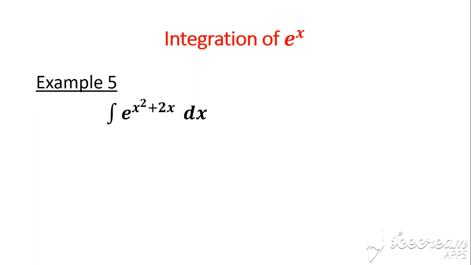Right, one last example, and we're not going to be able to solve this problem, but we're going to show you a small problem that you may come across. And we're going to look at how to solve these later on when we get more complicated. So we're going to integrate e to the power of x squared plus 2x with respect to x.